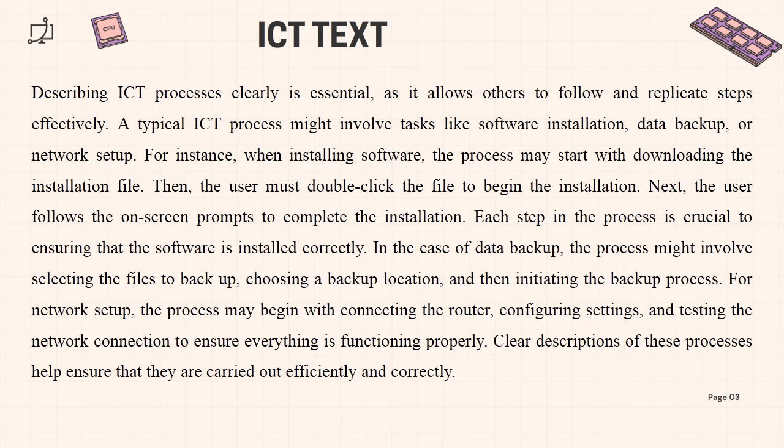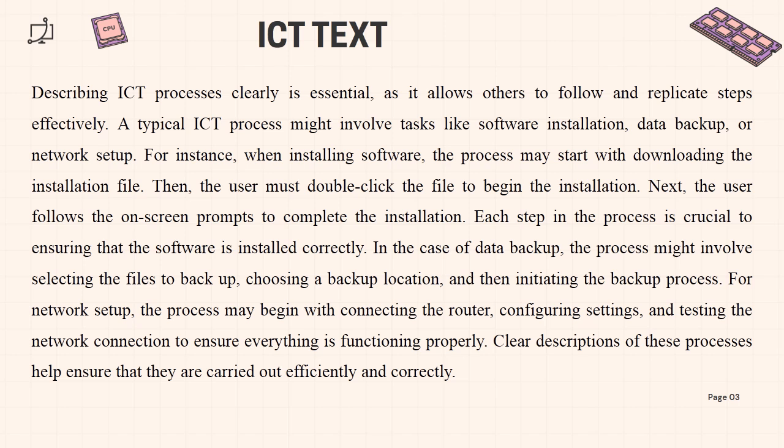Okay, so describing ICT processes clearly is essential as it allows others to follow and replicate steps effectively. A typical ICT process might involve tasks like software installation, data backup, or network setup. For instance, when installing software, the process may start with downloading the installation file. Then the user must double-click the file to begin the installation. Next, the user follows the on-screen prompts to complete the installation. Each step in the process is crucial to ensuring that the software is installed correctly.